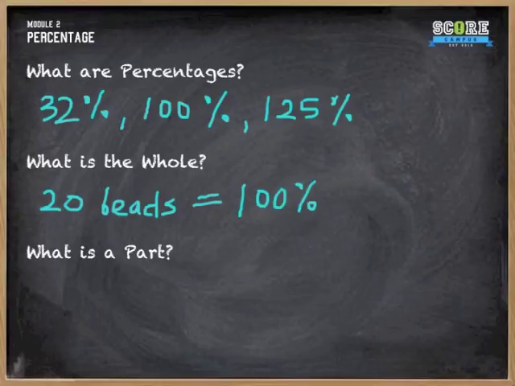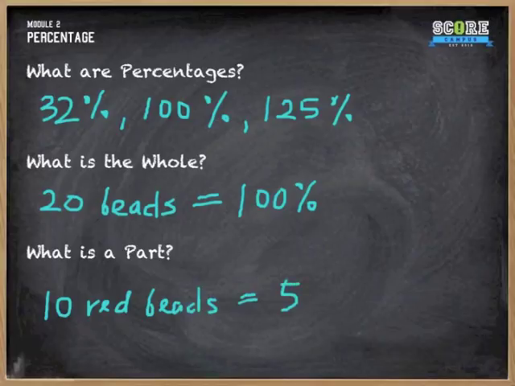It's your complete collection. What is a part? A part is something along the lines of a portion of your collection. That means if you have 20 beads, and let's say 10 out of your 20 beads are red, then you can say 10 out of your 20 beads is considered a part of your whole. And that is 50%. Am I right?